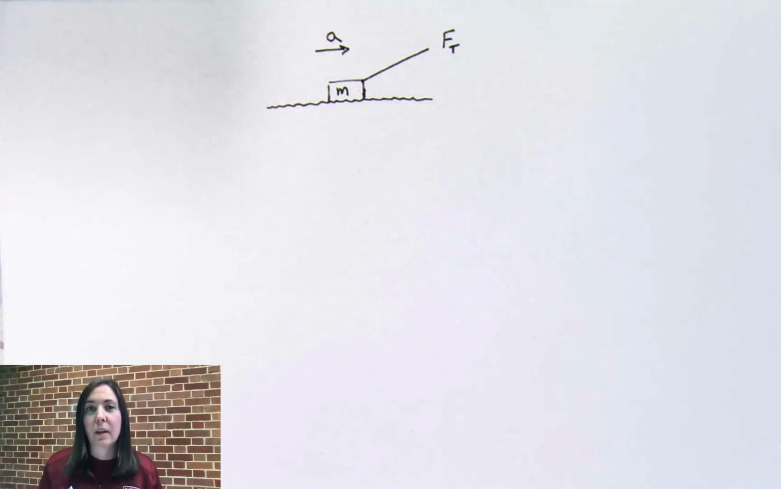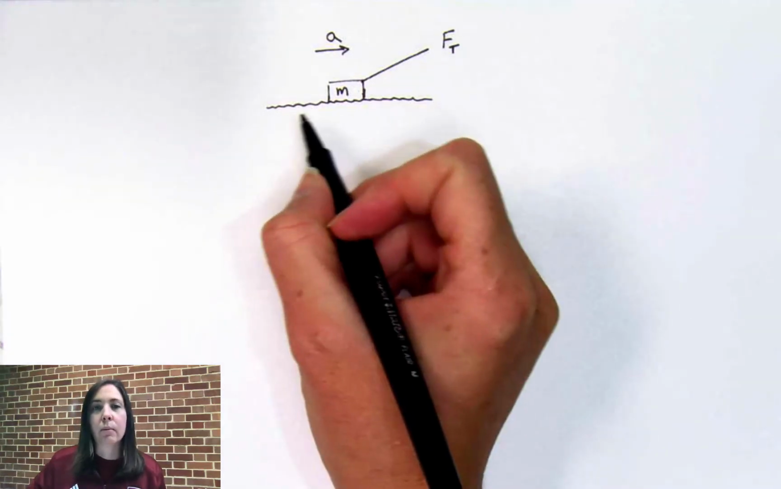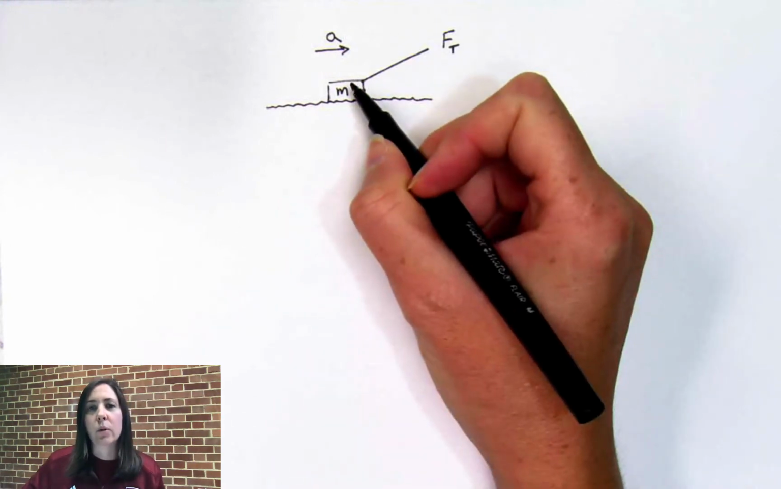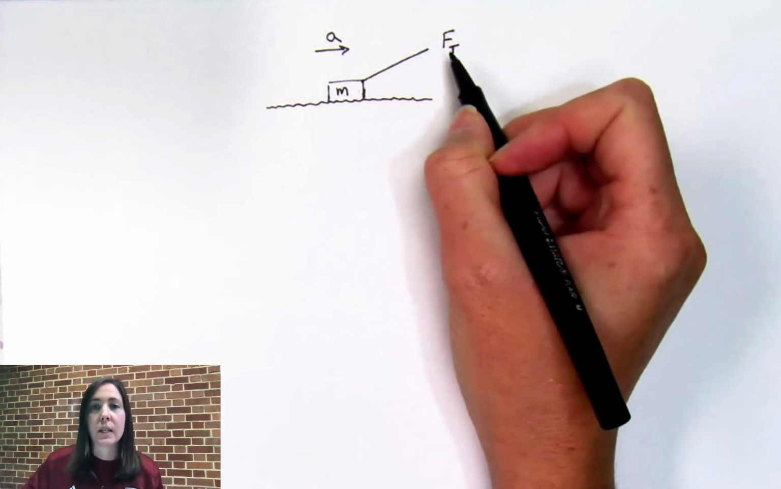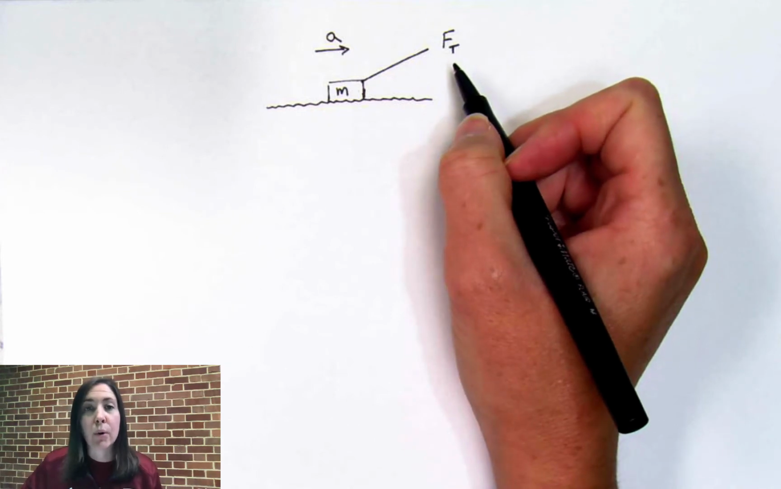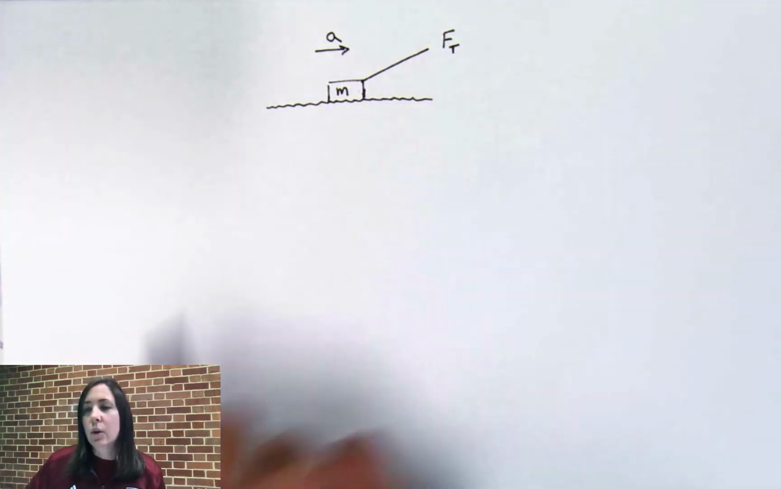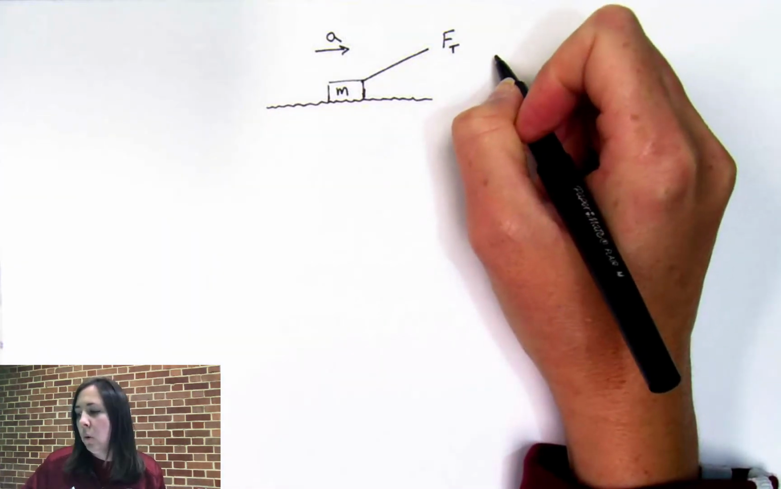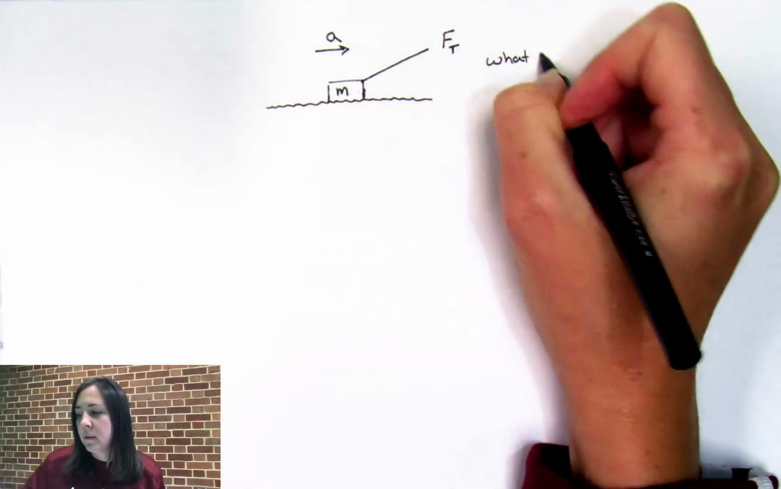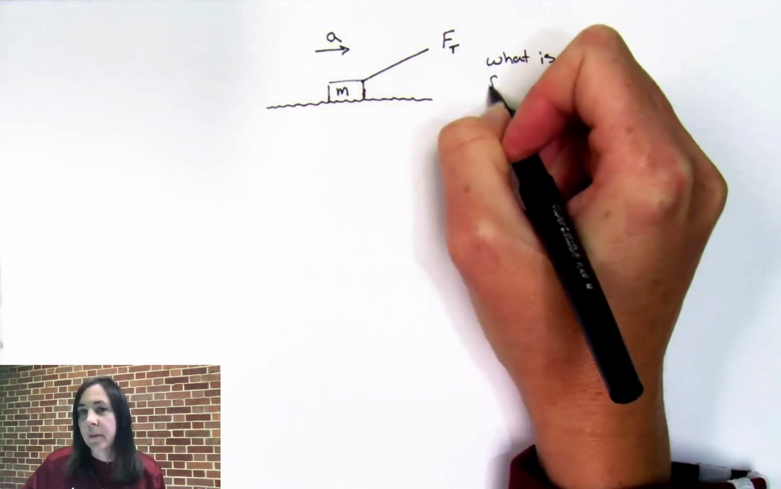Here we have a block that is being pulled across a rough surface with a force of Ft, force of tension. It's being pulled by a rope. And this block is accelerating to the right. So my question is, what is the force of friction?